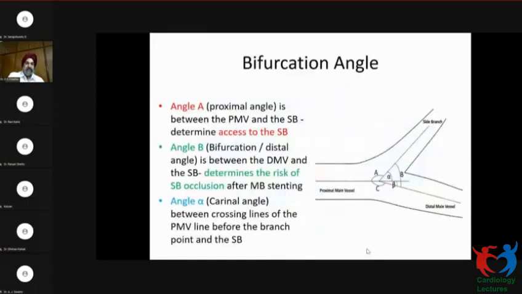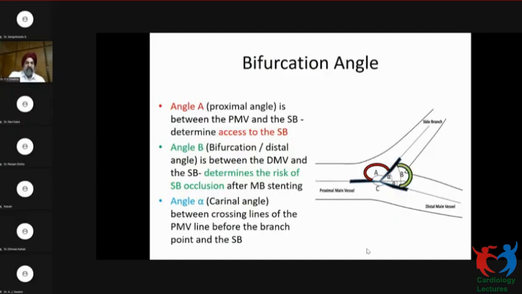Let me talk a little bit about the bifurcation angle and its applied significance in bifurcation angioplasty. Here you see the proximal angle, angle A, which is the angle between the proximal main and the side branch, and it determines the access to the side branch. This is the angle which determines how easy it is to access the side branch. Angle B is the bifurcation angle, or the distal angle. It is the angle between the distal main and the side branch.